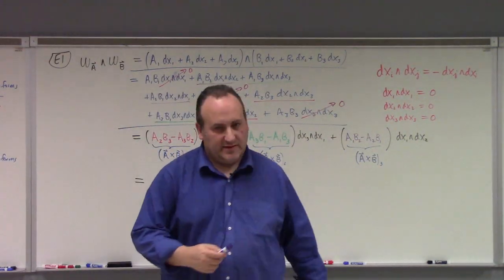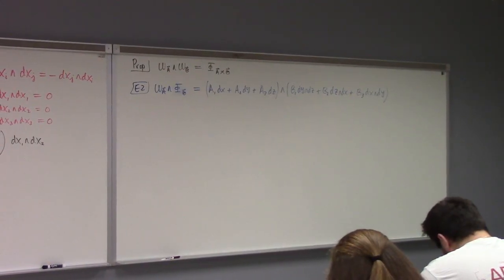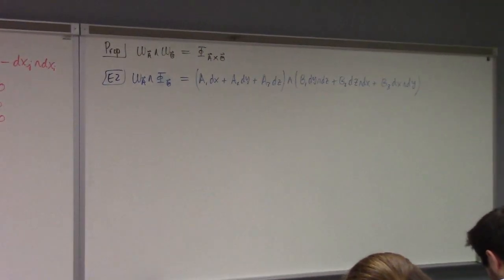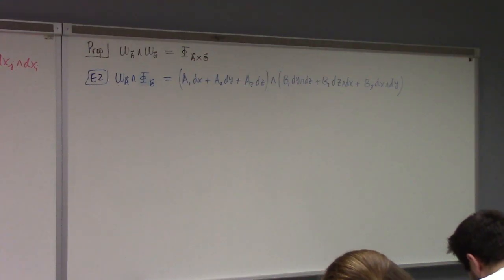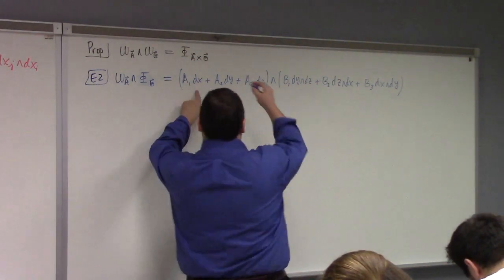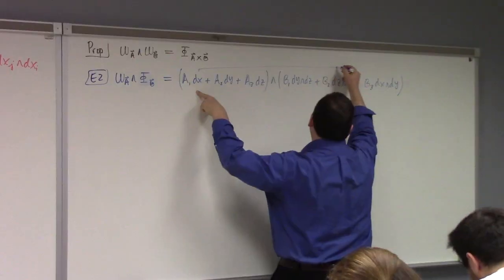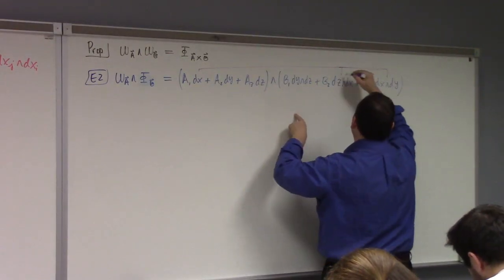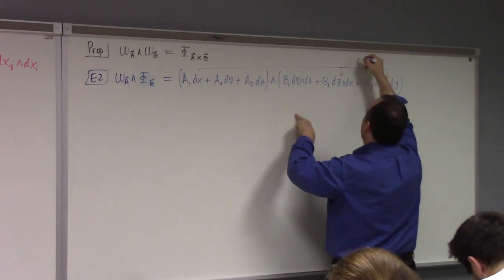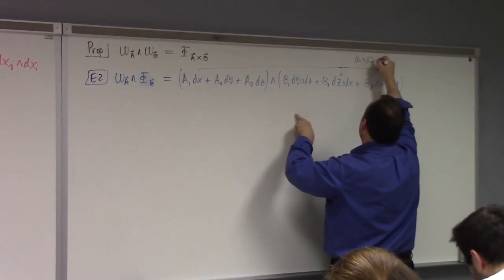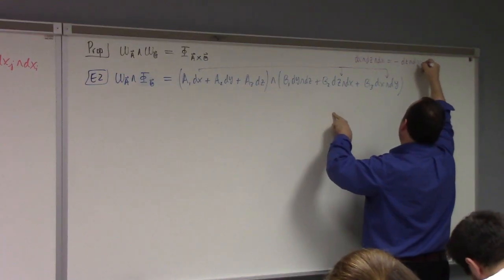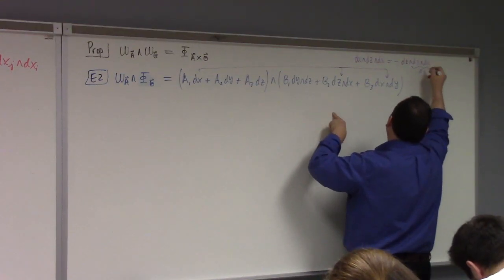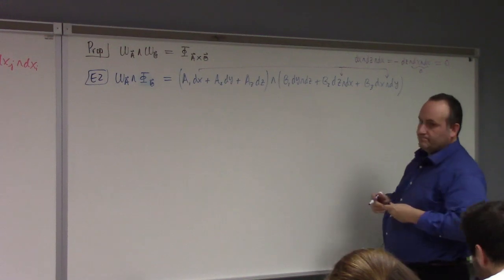I'm going to start writing a little bit less because there are lots of things that are 0. In principle, there are 9 terms here, but in practice, only 3 survive. See this? dx wedged with this one or wedged with this one, you have dx wedge dz wedge dx, which by the way is equal to minus dz wedge dx wedge dx, but we know that dx wedge dx is 0, so this is equal to 0.